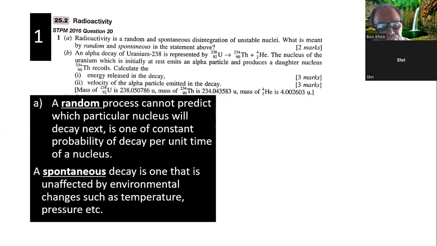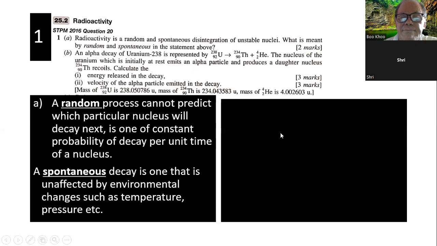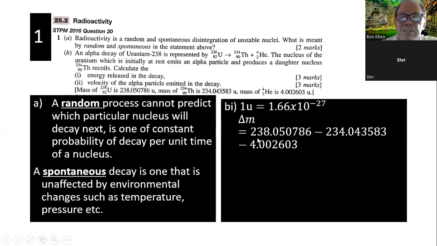What you should do is take the mass of uranium-238 minus the mass of thorium and helium. That's all. And then remember that it equals mc squared. One atomic mass unit equals that.